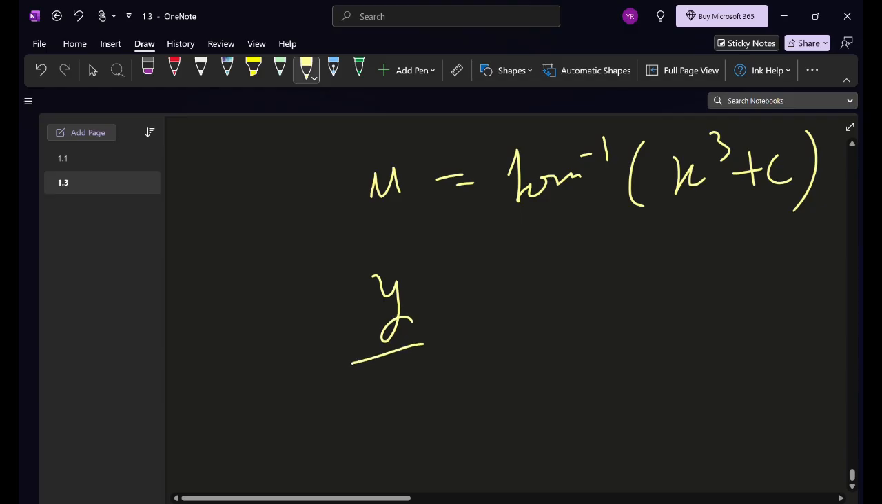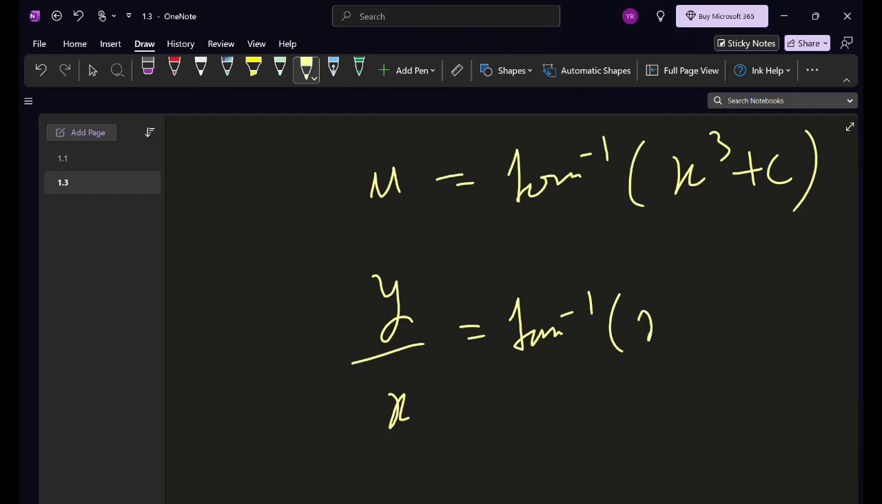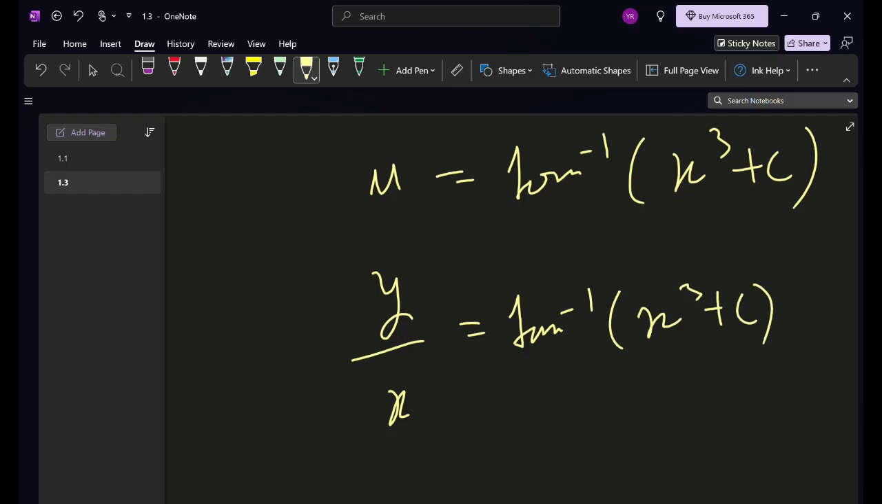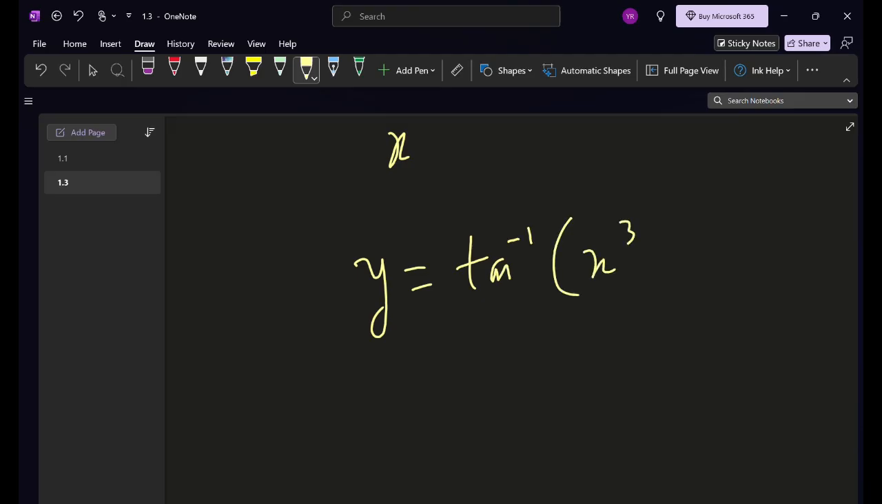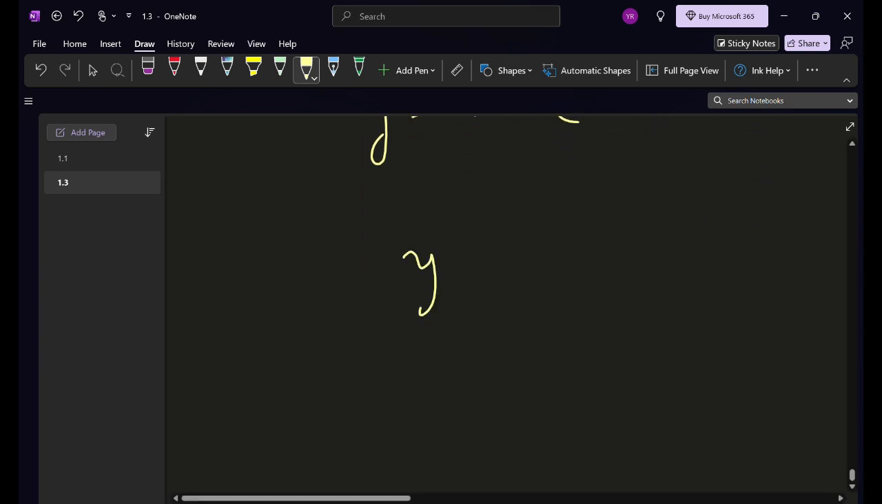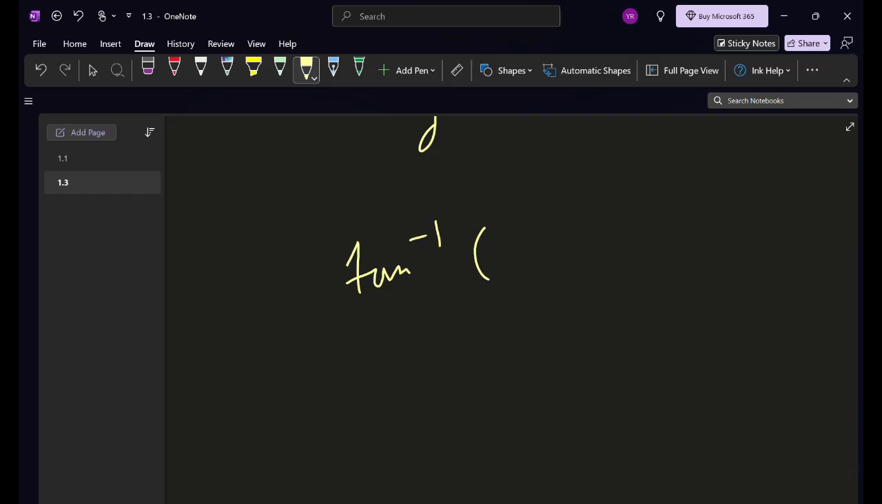Putting in the value of u, we get y by x is equal to tan inverse (x cube plus c). Putting it in terms of y, we get y is equal to x tan inverse (x cube plus c). Now putting the initial value, which is given as y of 1 is equal to 0, putting x is equal to 1, we get x tan inverse (1 plus c).